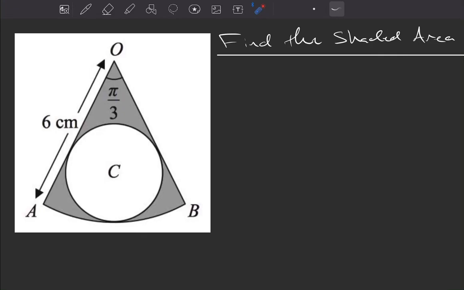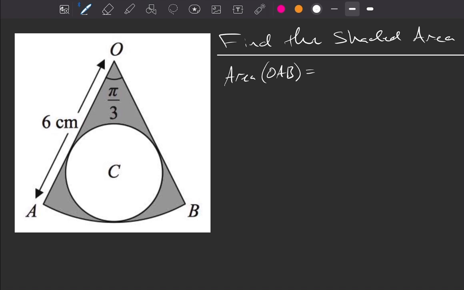Right, let's find the shaded area. First things first then, we're going to find the area of the sector, OAB. We can think that's part of a big circle. So let's work out the area of that big circle and multiply it by the proportion of the circle that we have.